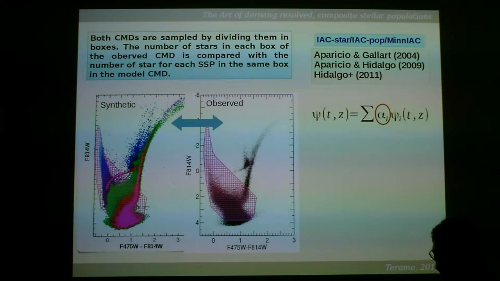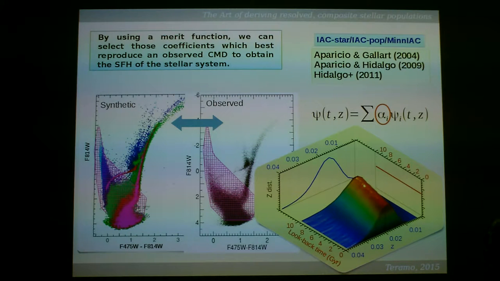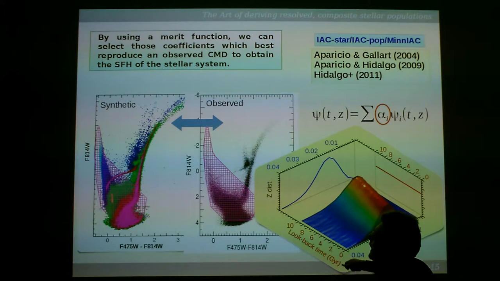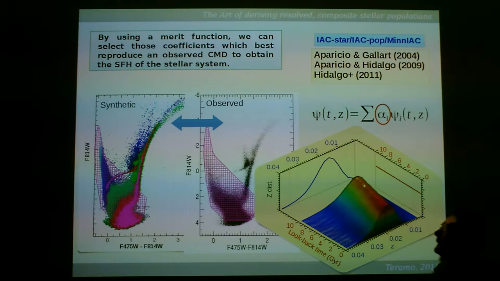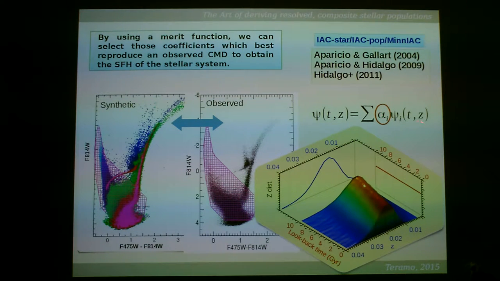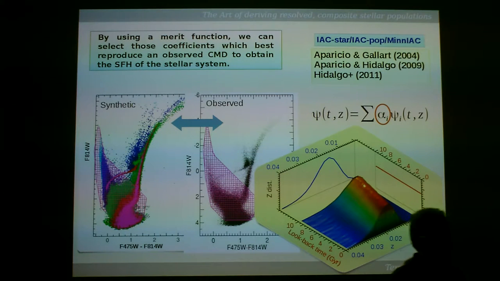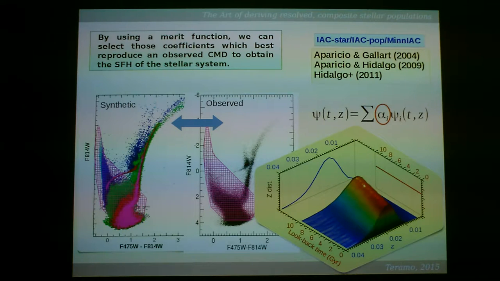With a merit function, we can minimize and try to find the weights, so as to reproduce the observed diagram, which is the best representation of the observed data. And with these weights in this linear combination, we can obtain the star formation history. This is the method, very briefly explained, of our technique to obtain the star formation history. We have developed a set of codes to obtain this, using IAC-star to reproduce the model, IAC-pop and MinnIAC to count the stars, make the sample, average all the solutions, and so on.